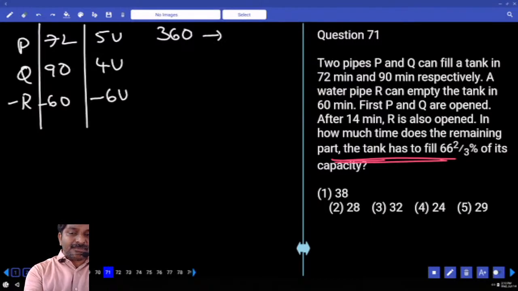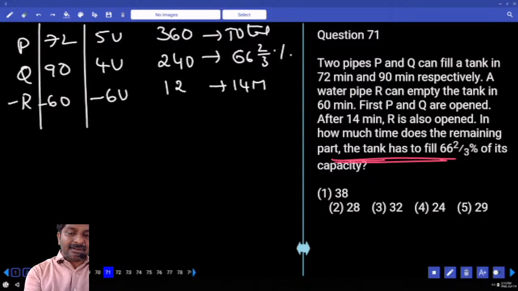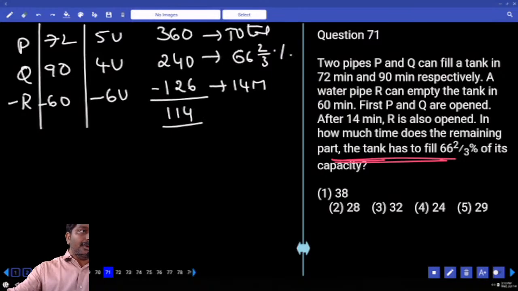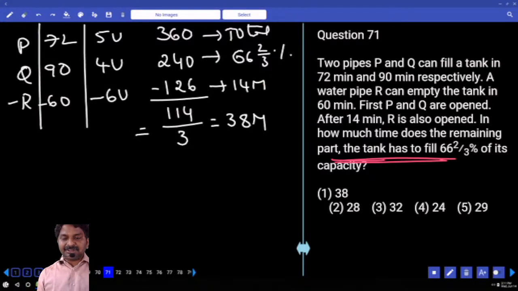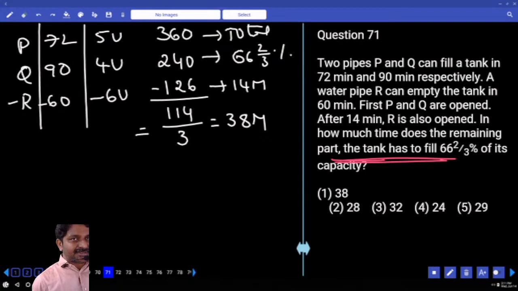After this, this is the total capacity. 66 2/3% is 240. In 14 minutes, they already covered 126, remaining 114. To fill this, we have all 3 taps open, divided by 3, which is 3 times, and then 8 times. 38 minutes, first option. So that 66 2/3 percentage is not of the remaining capacity, it is with respect to the total capacity.